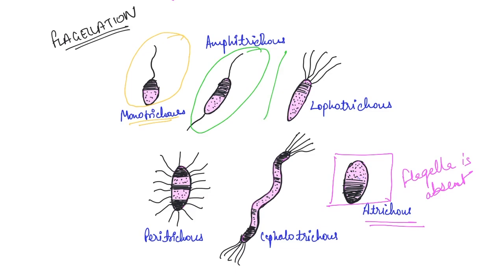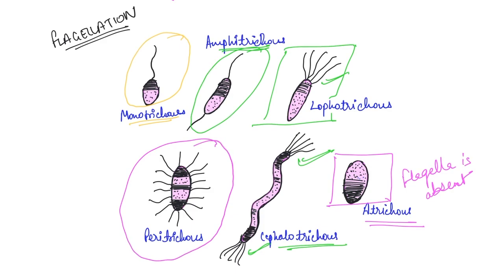Then we have Lophotrichous. Okay, so Lophotrichous basically means a group or tuft of flagella which is found only at one end. So there are certain minute differences here, like monotrichous and amphitrichous differ here. In monotrichous there is one flagellum present at either end, and in amphitrichous there is one flagellum present at both the ends. Then again Lophotrichous has a group of flagella present at one end, and Cephalotrichous has a group of flagella at both the ends. Okay, and then lastly we have Peritrichous, wherein the flagella are distributed all over the surface. So these are 6 different types of flagellation.